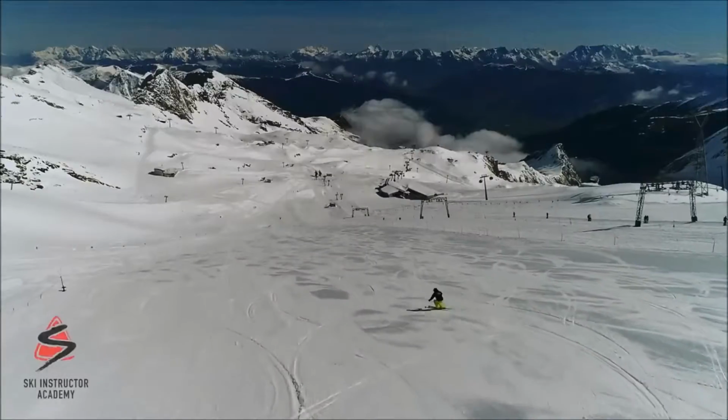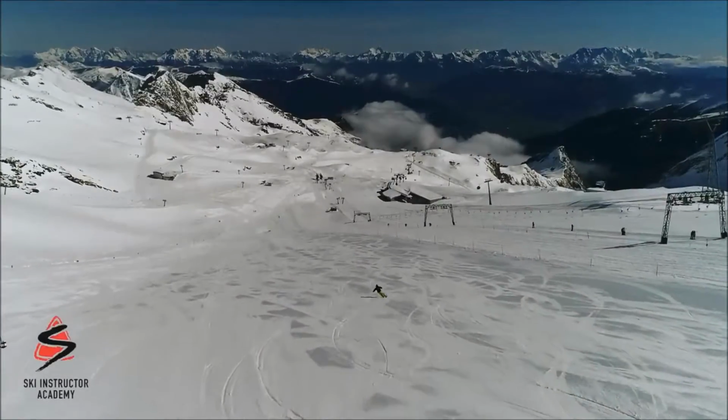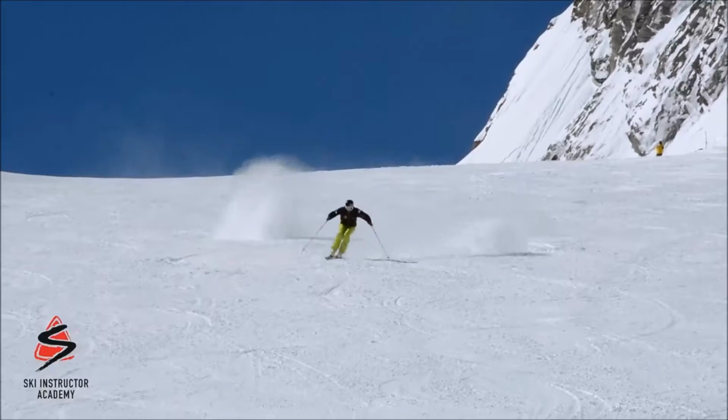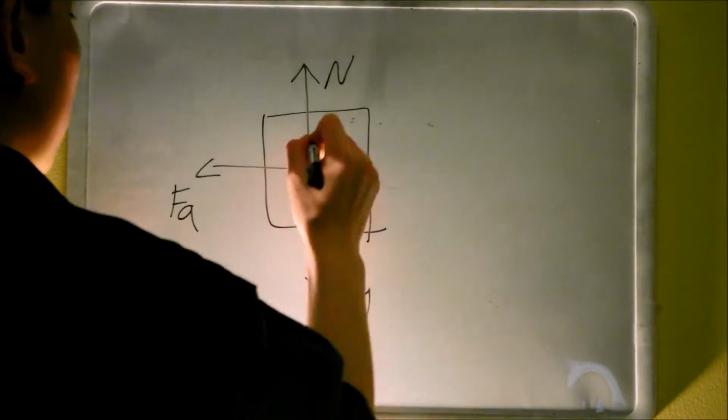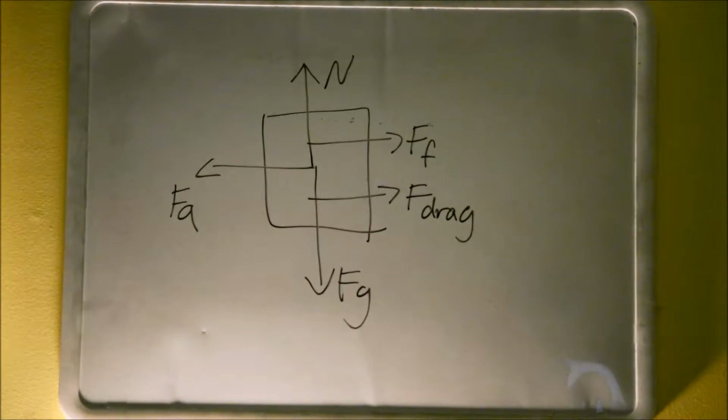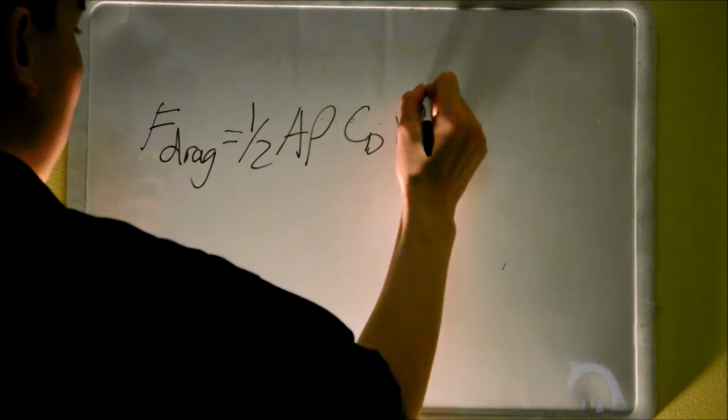Cross-country skiing is an Olympic sport where competitors propel themselves forward on snow. But have you ever noticed how skiers tend to lower their bodies on every forward push? There are several factors in play here, but for the purposes of this video, we are going to be focusing on drag force. This is the equation for drag force. We're going to be breaking it down in this video.